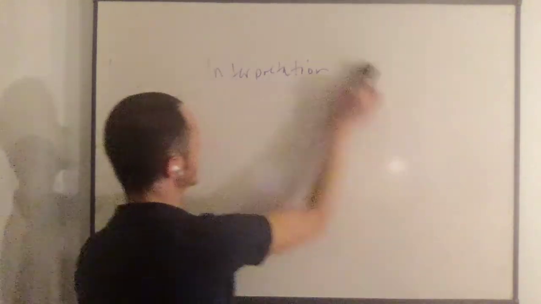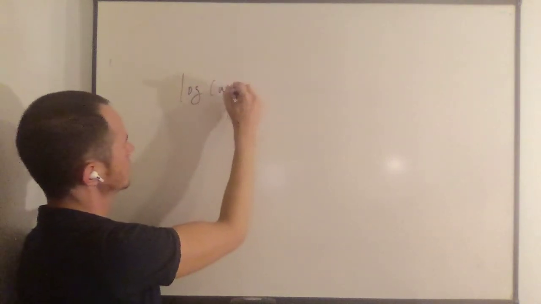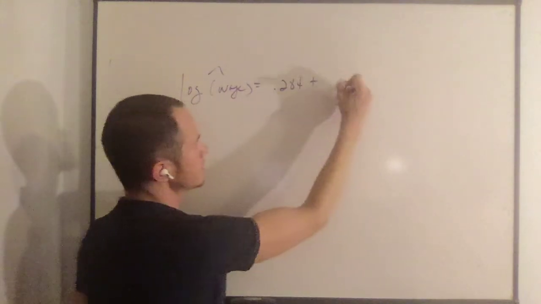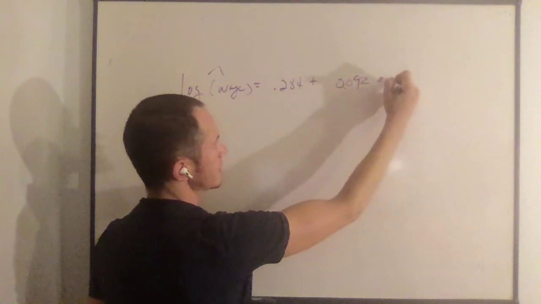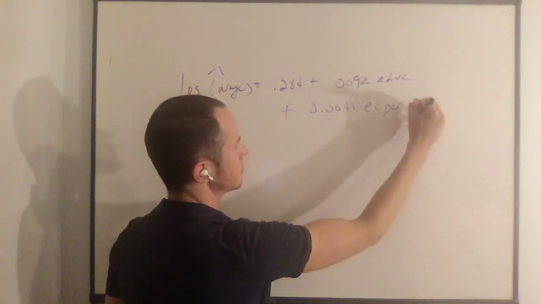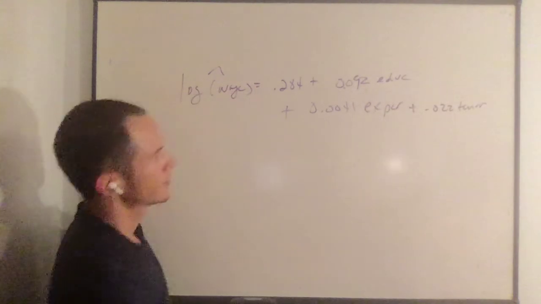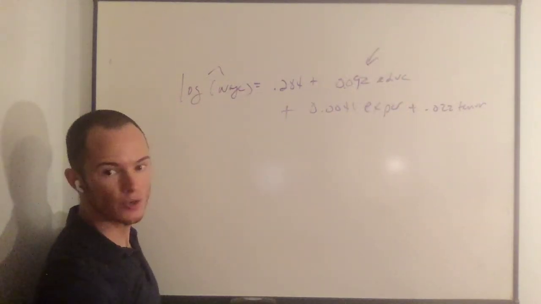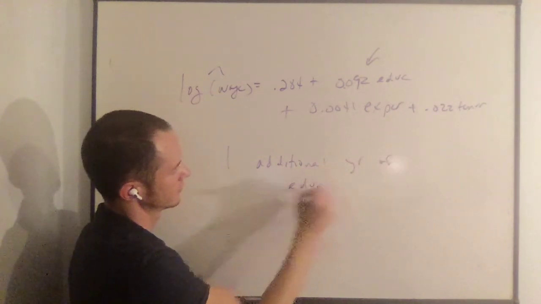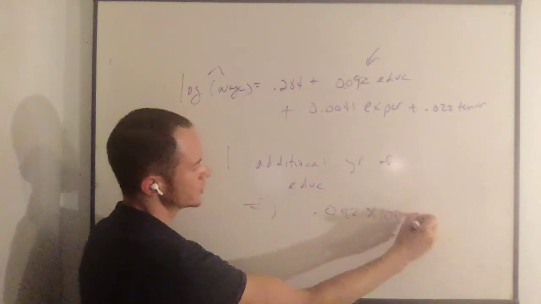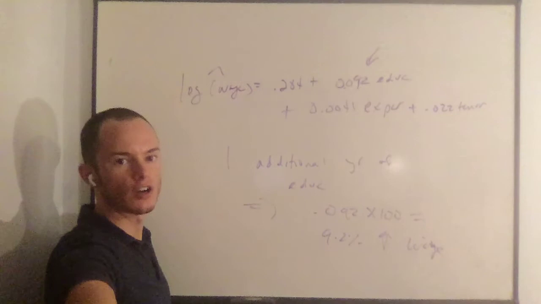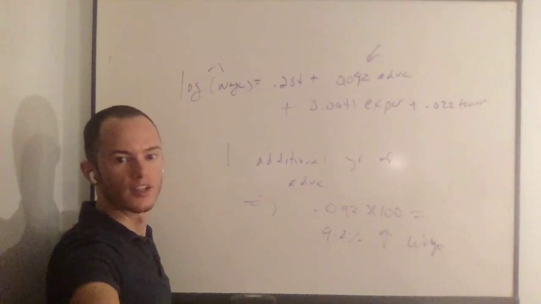Let's return to our example for some interpretations using numbers. We have log of wage hat equal to 2.284 plus 0.092 times education plus 0.0041 times experience plus 0.022 times tenure. So what does this coefficient, the 0.092, tell us? For one additional year of education, it implies that 0.092 times 100 gives us a 9.2% increase in wage. And why do we multiply it by 100? Because this is log of wage. All right, that's it, interpretation. Thanks, folks.